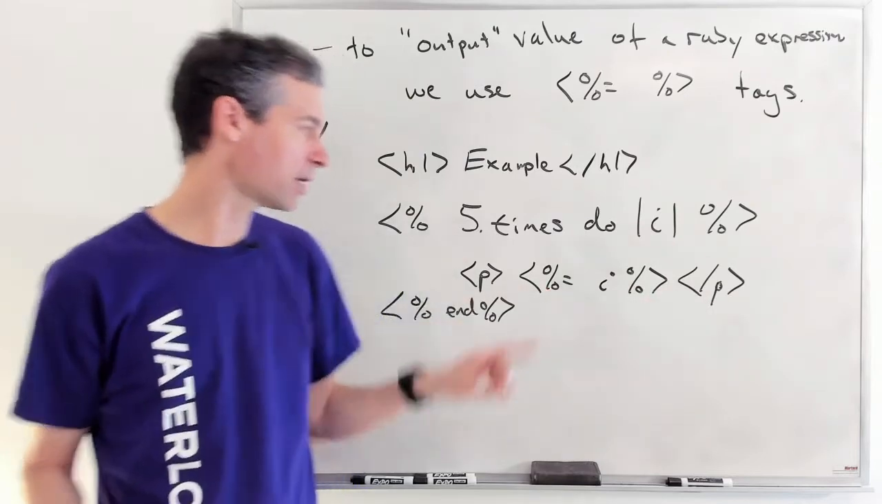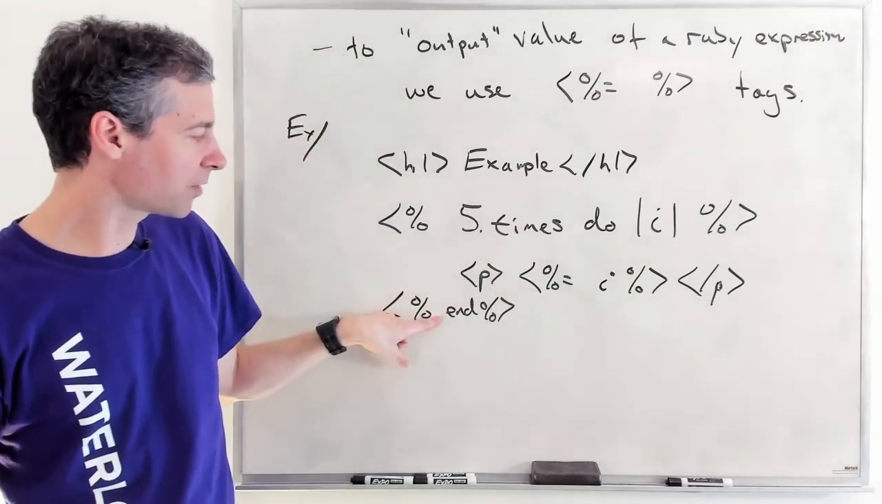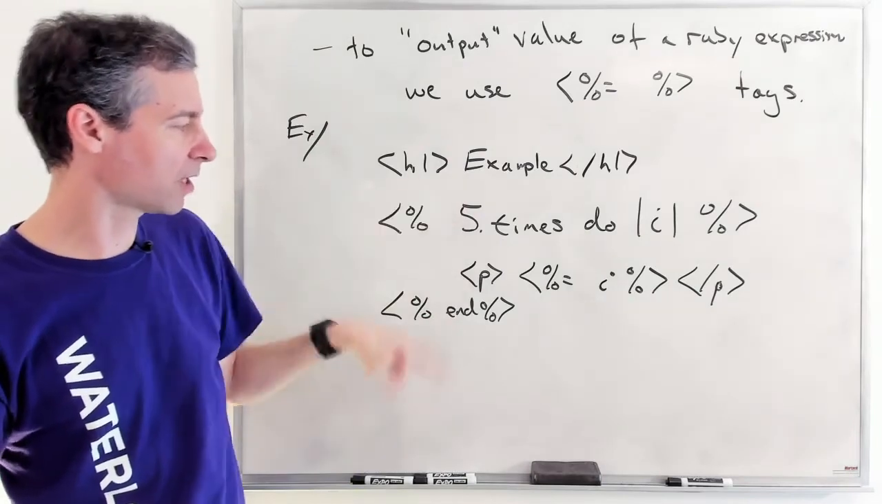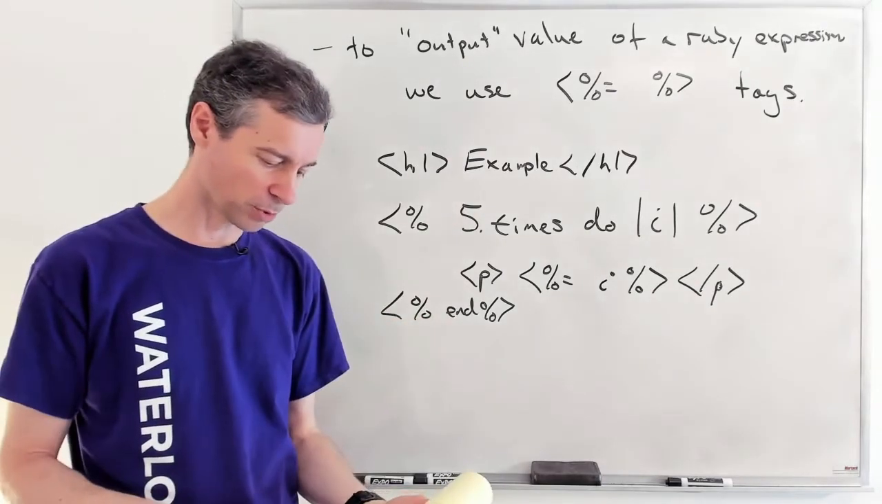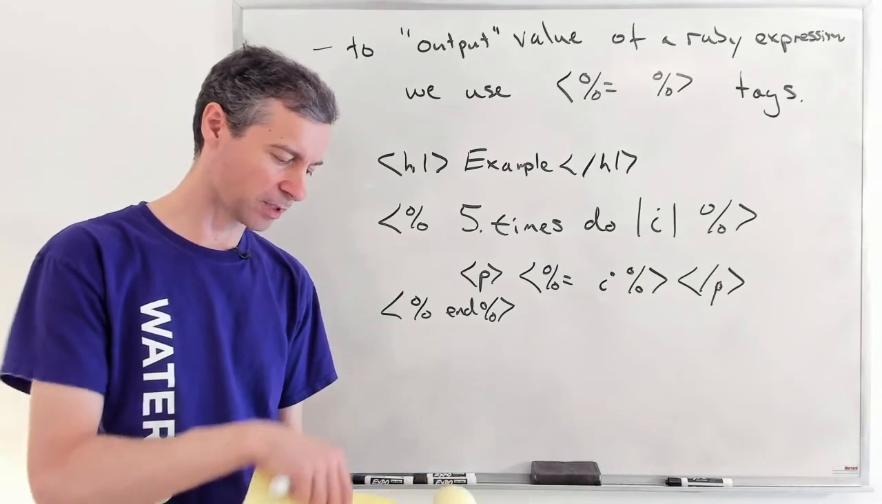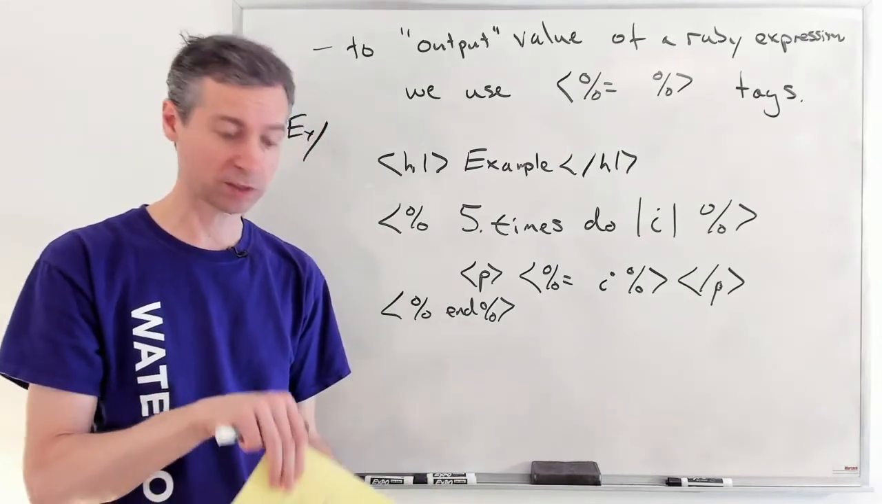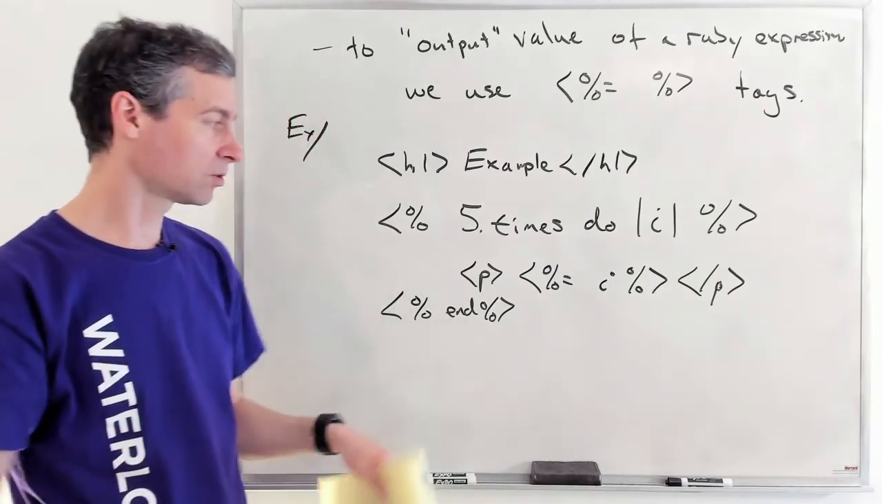And then we'll have our end tag. And then we see, we have our end statement here. And so this loops 5 times, and it produces our output. Okay, we get basically a bunch of HTML that goes back to the user.